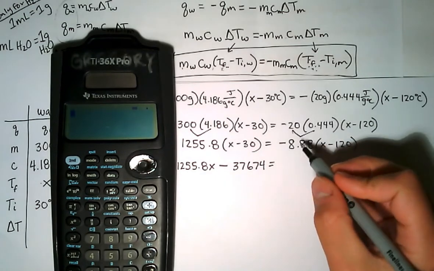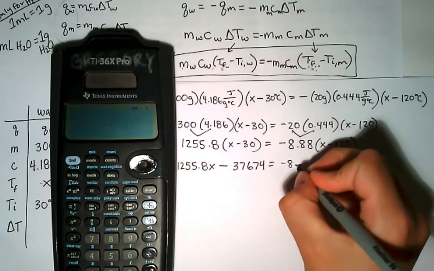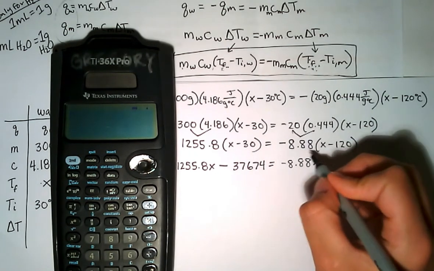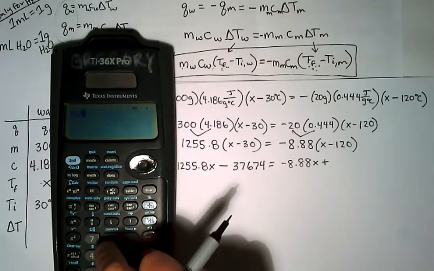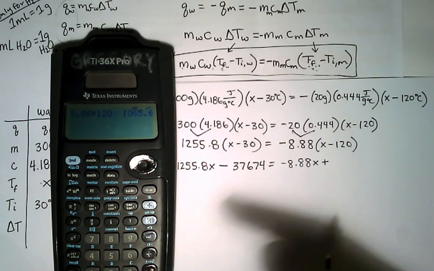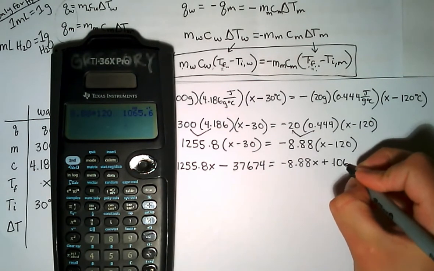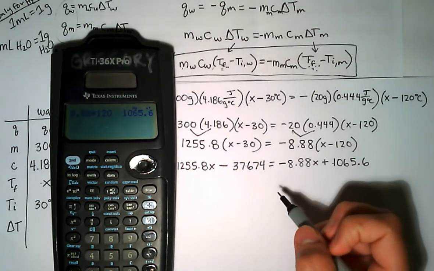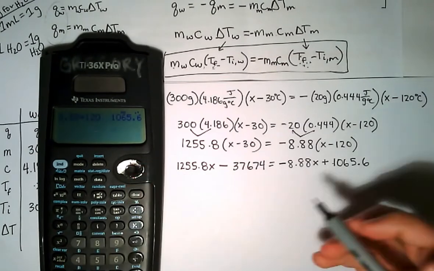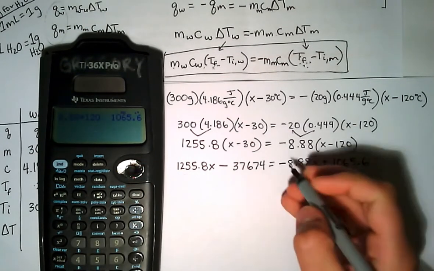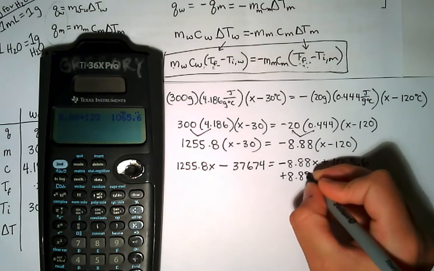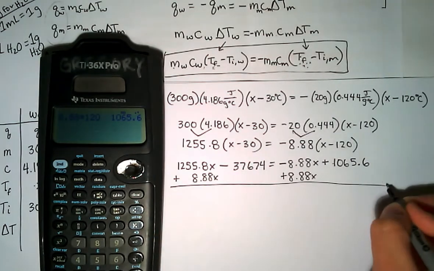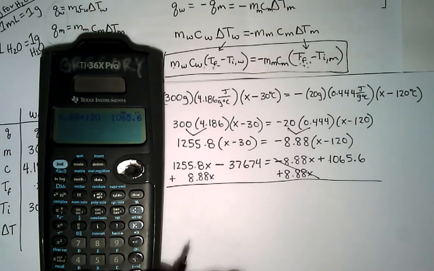Now I'm going to distribute the other side. So negative 8.88x, and then negative 8.88 times negative 120, which is going to give me a positive number. So 8.88 times 120 gives me a positive 1065.6. Okay, so that looks a little bit simpler. Now I'm going to combine some of my like terms. So I have negative 8.88x, so I'm going to add this to both sides. Plus 8.88x. So these cancel out.